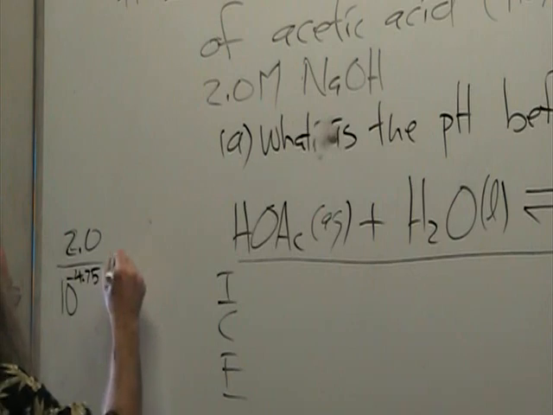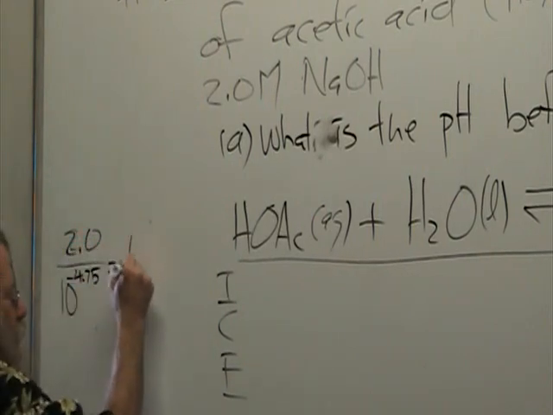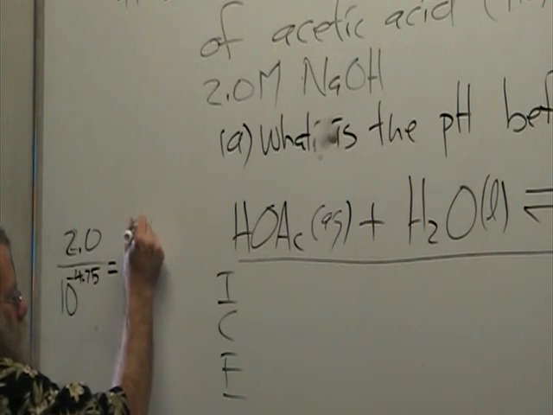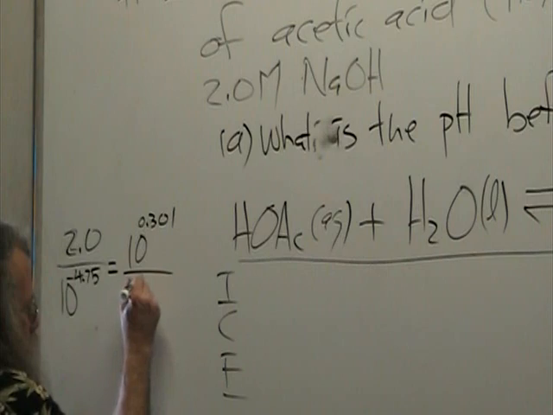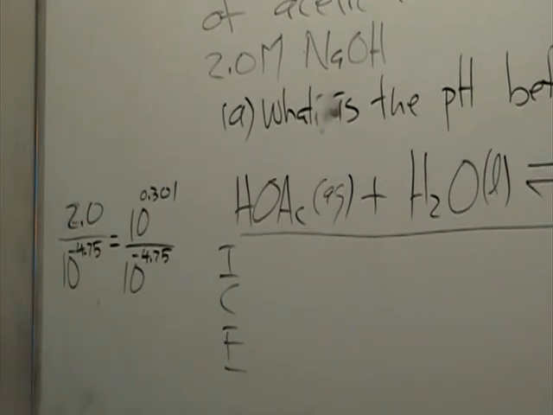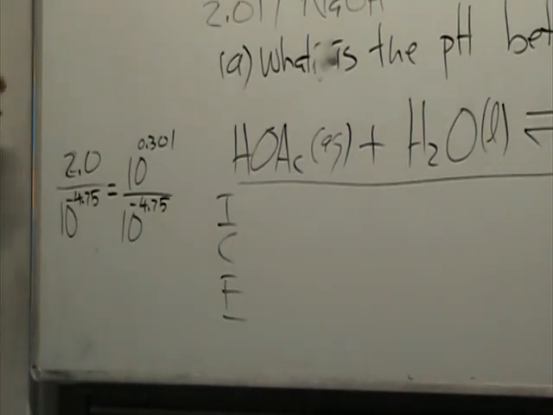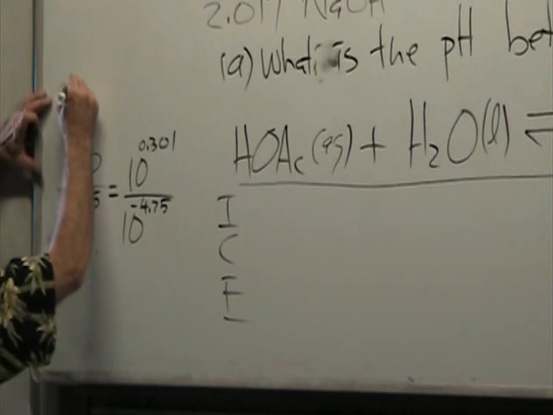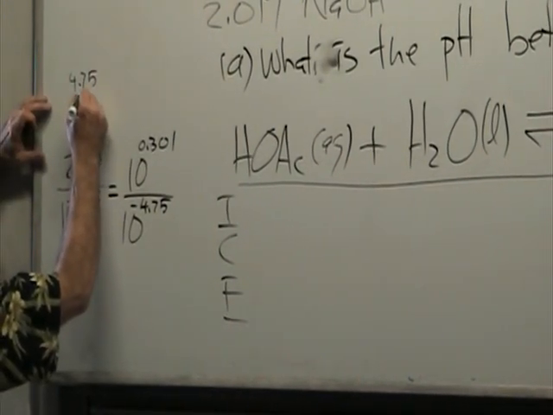That's going to be equal to, let's rewrite 2. What's 2? 10 to the 0.301, divided by 10 to the minus 4.75. Now, what rule do exponents have me do? I subtract. And so it's 4.75 plus 0.301. This is on my scratch paper.